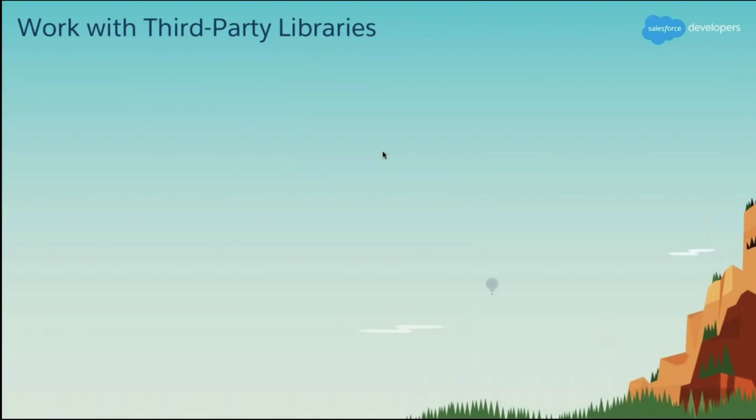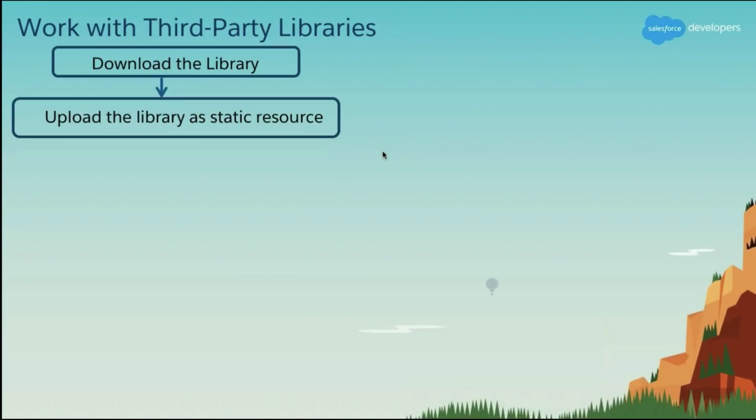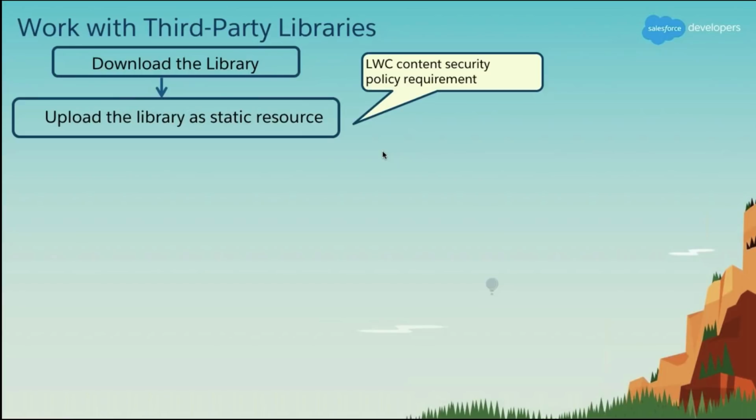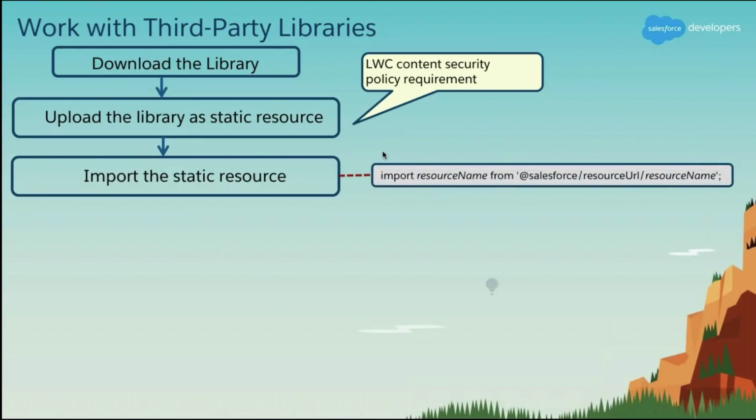Yep. So when you want to work with third-party libraries, the first thing you need to do is download the library. Yeah, sounds very obvious. Once you download the library, you have to upload it as a static resource. Again, this is the Lightning Web Component Content Security Policy requirement. It mandates that if you want to use a third-party library, you should upload the library as a static resource and then start using it as a static resource. Once it is uploaded, we can import the static resource in our JavaScript file and start using it.